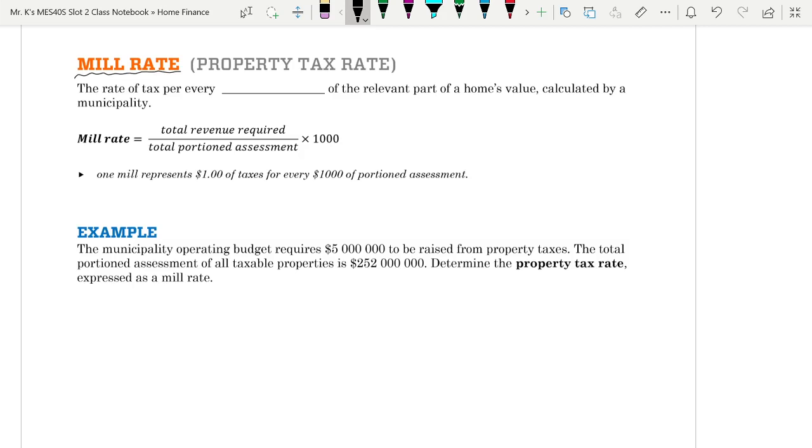The rate of tax per every $1,000 of the relevant part of a home's value calculated by the municipality. So, the mill rate for a municipality is the total revenue required divided by the total portioned assessment, which means all of the portioned assessments of all the properties in their municipality, times 1,000. So another way to say it is 1 mill represents $1 of taxes for every $1,000 of assessed value that the property might have in that town.